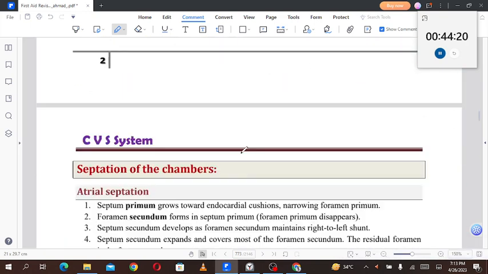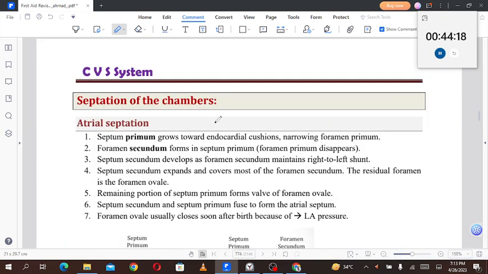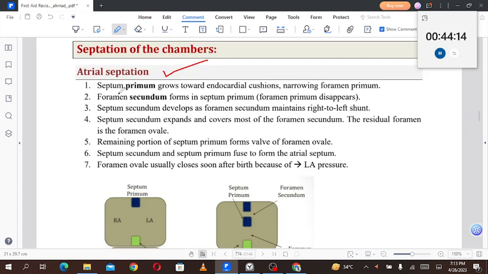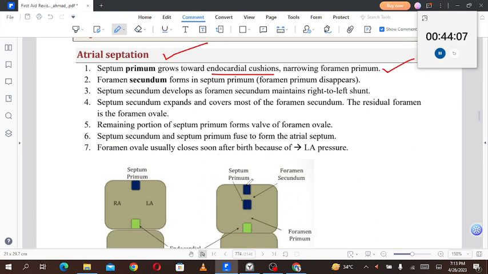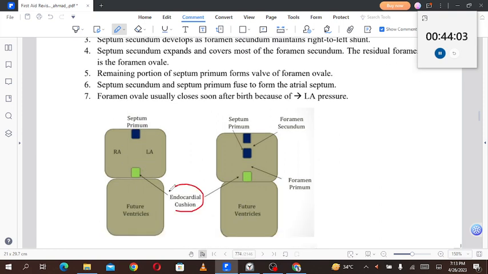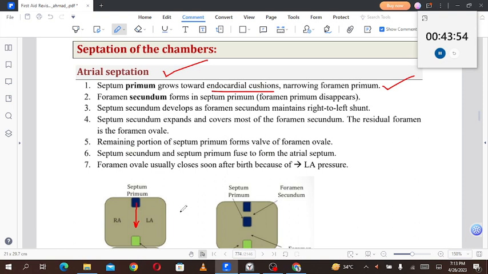Moving forward, we'll talk about septation of the chambers. Atrial septation is a very high-yield concept, so remember this one. The septum primum grows towards the endocardial cushions, narrowing the foramen primum. The septum primum is this blue structure. The green structures are the endocardial cushions, which are derived from neural crest cells. The septum primum will go towards the endocardial cushion, narrowing the foramen primum. The foramen primum is the opening between the primitive right atrium and left atrium.